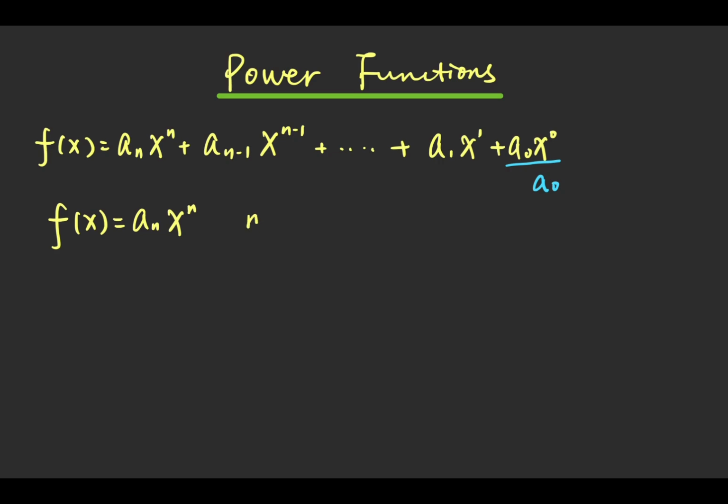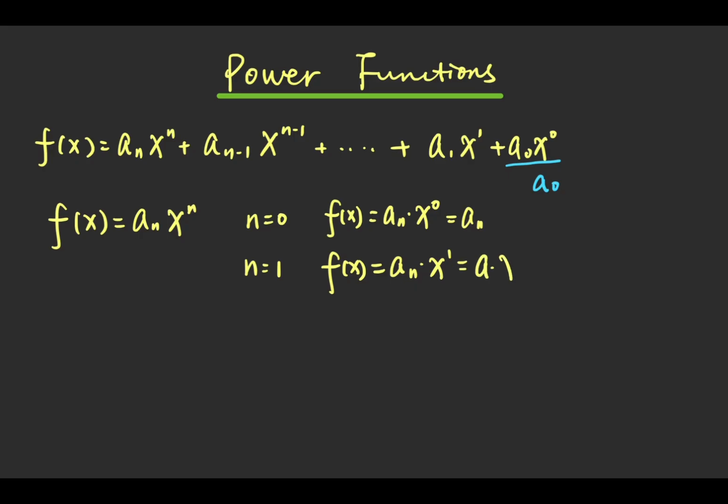If n equals 0, this function will be an times x raised to 0. It will be an. If n equals 1, the function should be an times x raised to 1. It should be a times x.